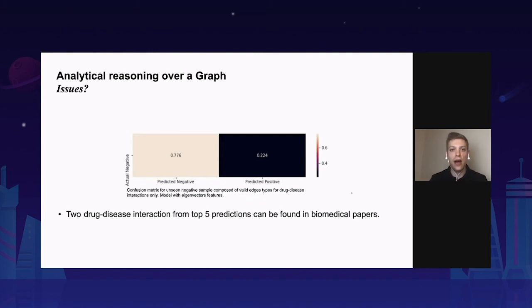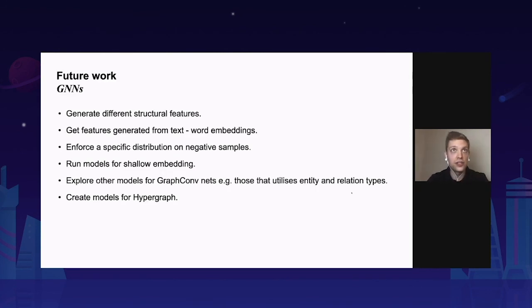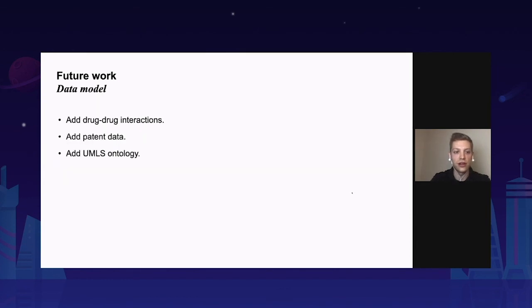So it shows you how you can analyze your graph, complete your graph, and find the information to complete your graph. About future work, I'd like to generate more structural features, add some word embeddings as features, change the negative sampling distribution, try different models like shallow embeddings and graph convolutional nets, and find models to run on hypergraphs natively. In terms of data model, I'd like to add drug-drug interactions, possibly some patent data, and the UMLS ontology.